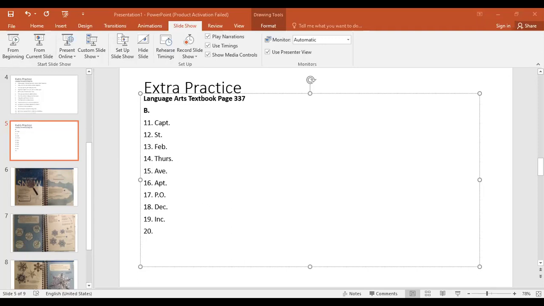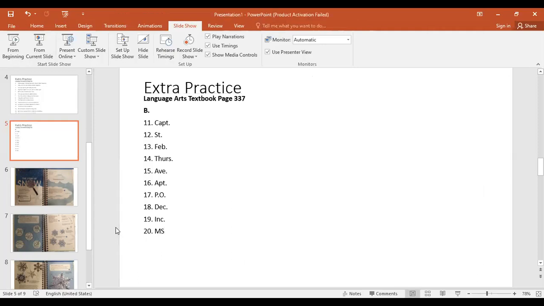Number 20. Jackson, Mississippi. So Mississippi is the name of a state. What is the abbreviation for the state of Mississippi? MS only. Notice, guys, that when we write the abbreviation for a state, this is the only time we do not use periods. So it's not M.S. No, it's just MS. Just like New York is capital N, capital Y. So when we write the abbreviation for a state, we do not use periods.